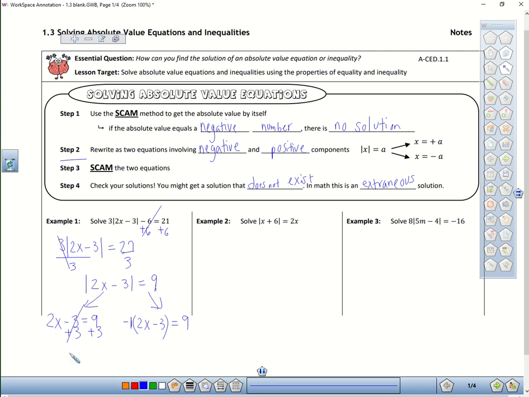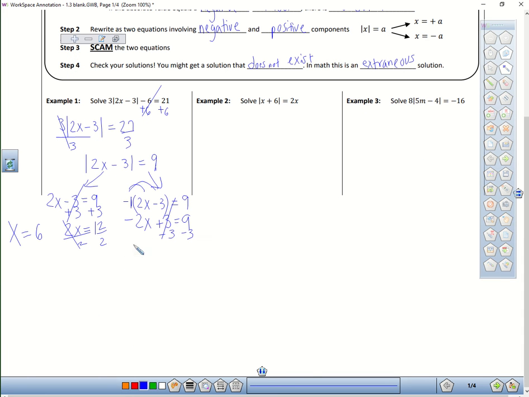I add 3 on both sides. I get 2x is equal to 12. Divide both sides by 2, and I get x equals 6. Now over here I have to distribute that negative, so that gives me negative 2x plus 3 is equal to 9. Now I'm going to subtract 3 on both sides. That gives me -6. Divide both sides by the -2, and I get x is equal to -3. Now we have to plug these back in to make sure that they equal 21.